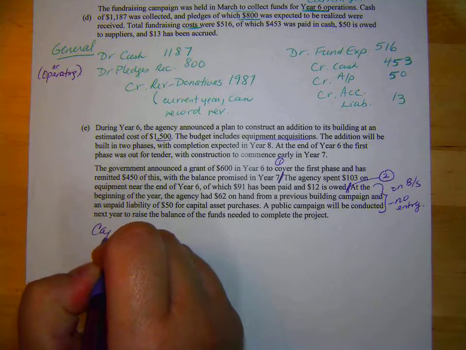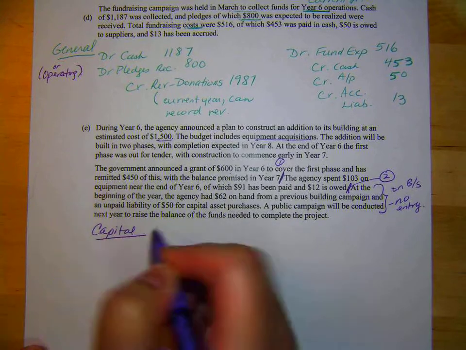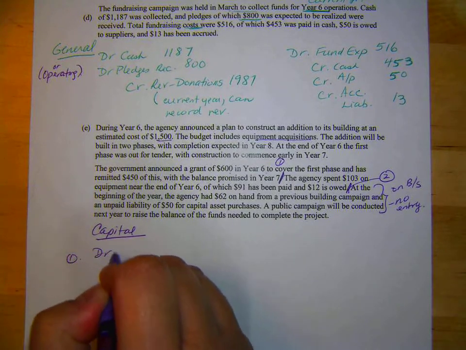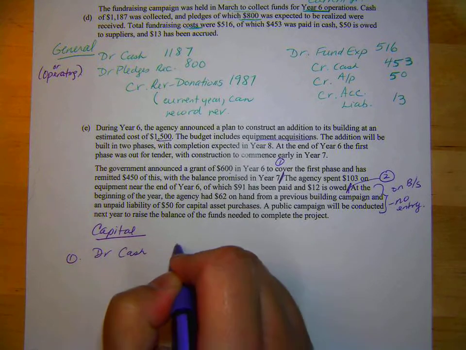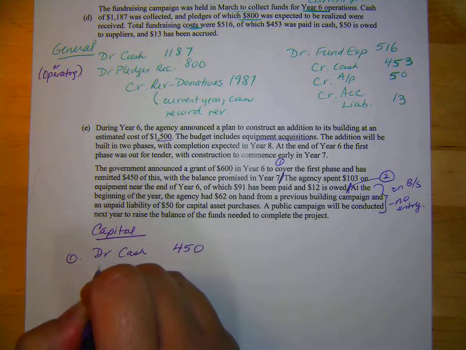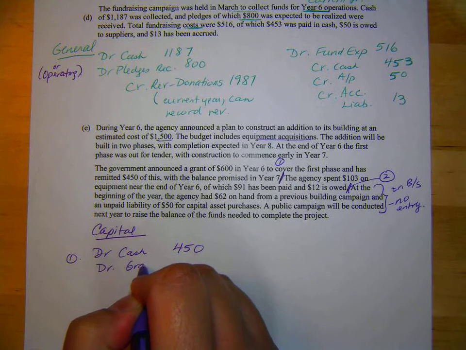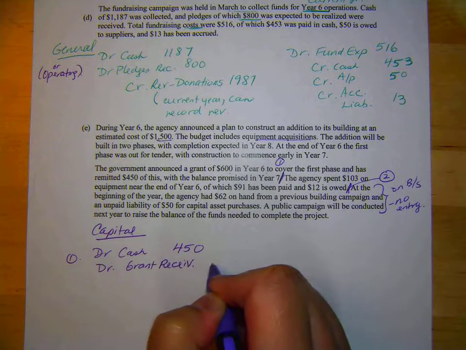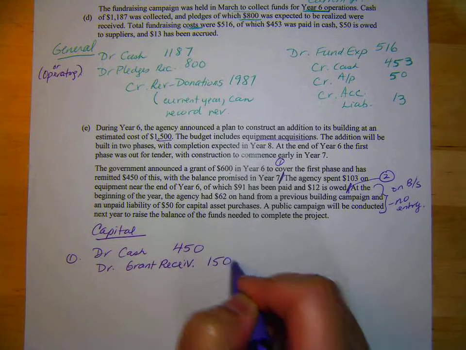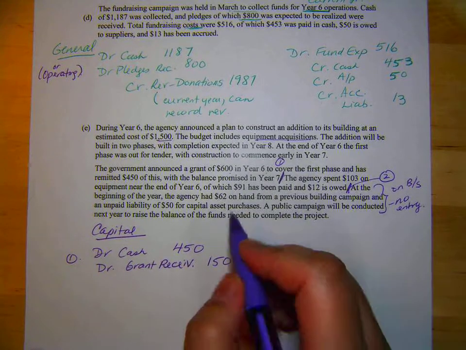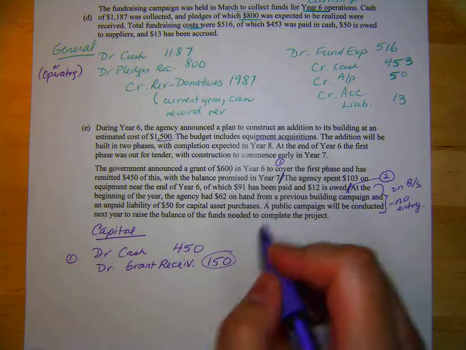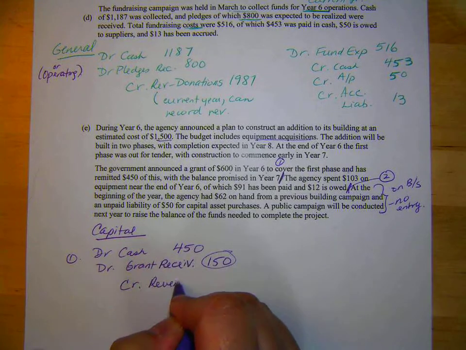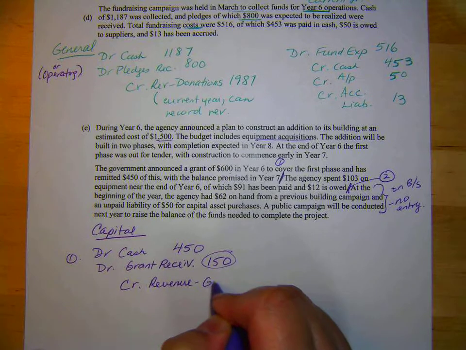We got cash for $450, and we got grant revenue receivable for $150, and that's just to fill in the blank. And credit revenue, government grant, for $600. So you just subtract those to get the $150.